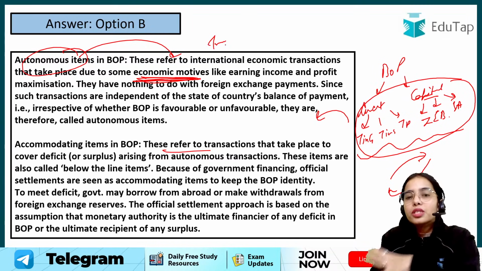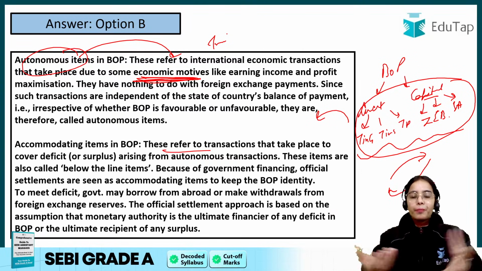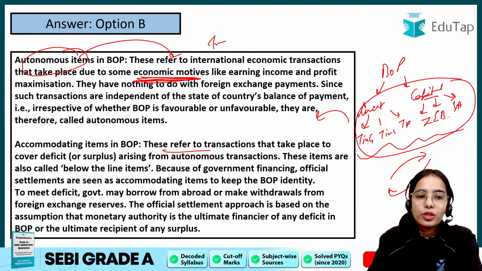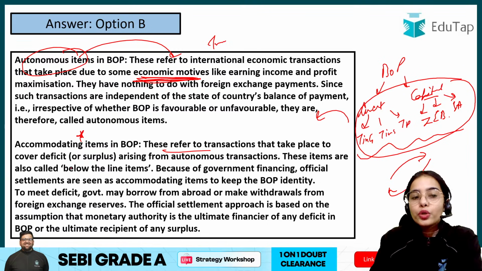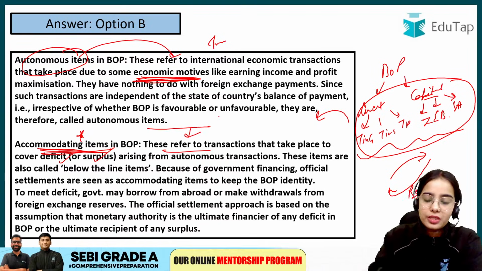The trade in goods, the trade in services, you are providing your services, you are exporting your services. Why? To earn the money, to earn the income. So we have the economic motive. But such kinds of transactions that are done to cover the deficit or surplus in the balance of payment are known as accommodating transactions or below the line transactions.